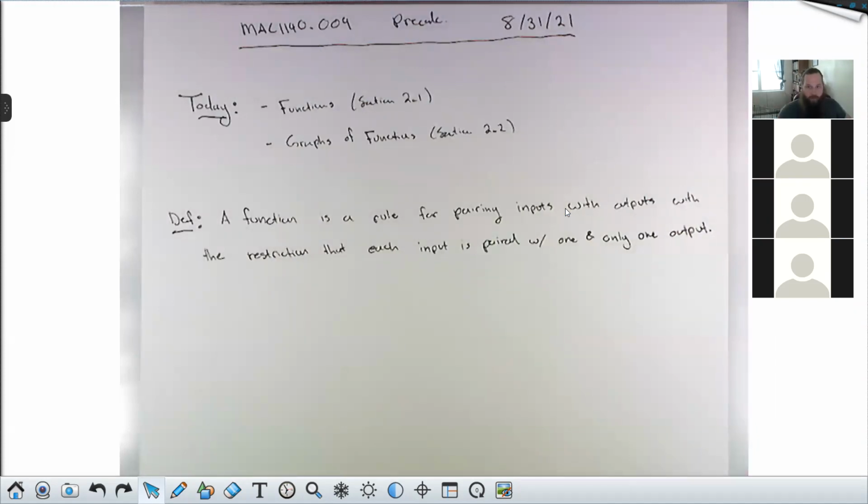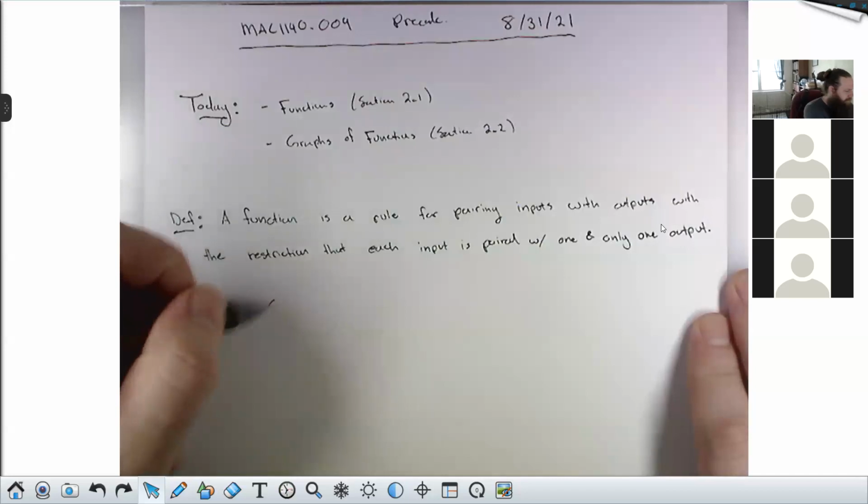And one of my goals today is to try and convince you why this last part is important. Why the idea that each input goes to one and only one output is kind of a big deal. There are more general input-output pairing rules. If you eliminate the second part of the sentence and just take this to be your definition, then the type of thing you're talking about is what's called a relation. So every function is a relation, but not every relation is a function.